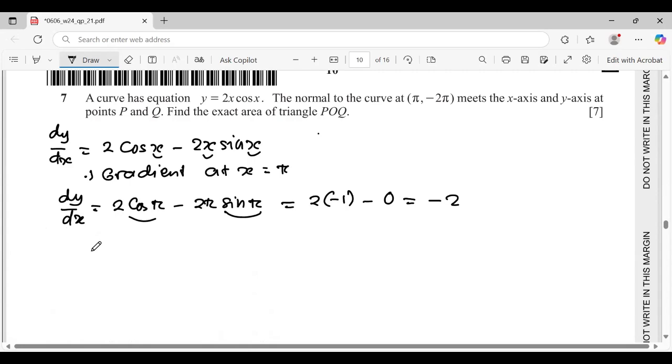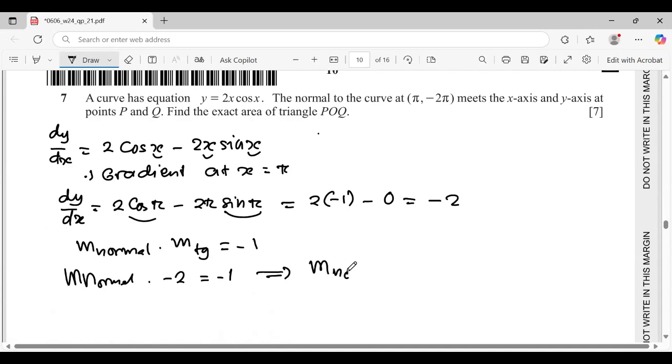Now, we're going to find the gradient of the normal line. The rule is that the gradient of the normal line times the gradient of the tangent equals minus 1. So the gradient of the normal times the gradient of the tangent, minus 2, equals minus 1. So it means the gradient of the normal line equals 1/2, because minus 1 over minus 2. This is the gradient of the normal line.